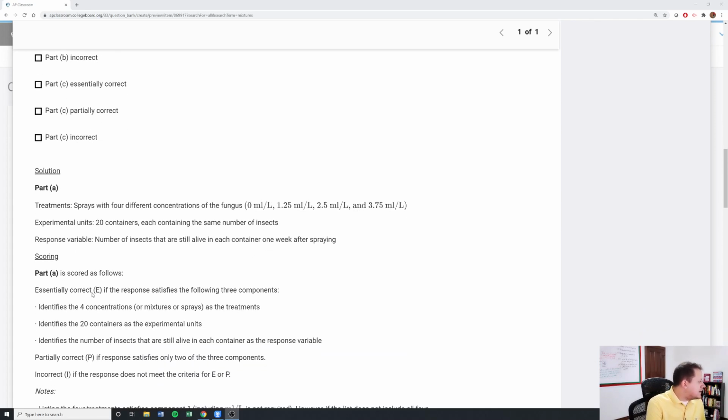And in order to get an essentially correct, you need to identify all those correctly. A P is if you get 2 of those 3. So if you had missed the containers being the EUs, but you got the other 2 right, you still get a P for part A. And I if you don't get either one.